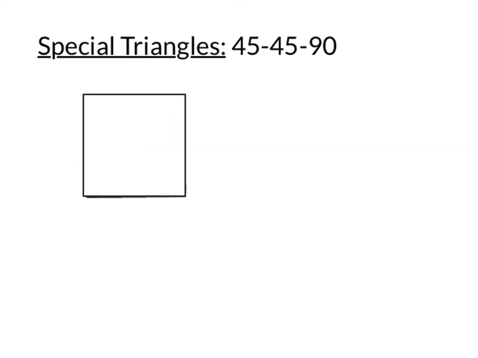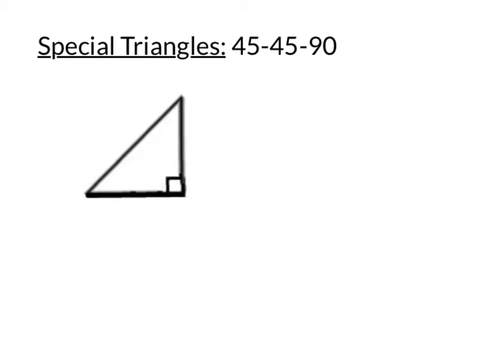Next, let's take a look at some special triangles. We have two types of special triangles. The first one being the 45, 45, 90 triangle. And the reason 45, 45, 90 is so special is because of the square. When we start with a square and we cut it along the diagonal, what we're left with is a right triangle. And of course, the angle measures for this right triangle are going to be 45 degrees, 45 degrees, and 90 degrees.